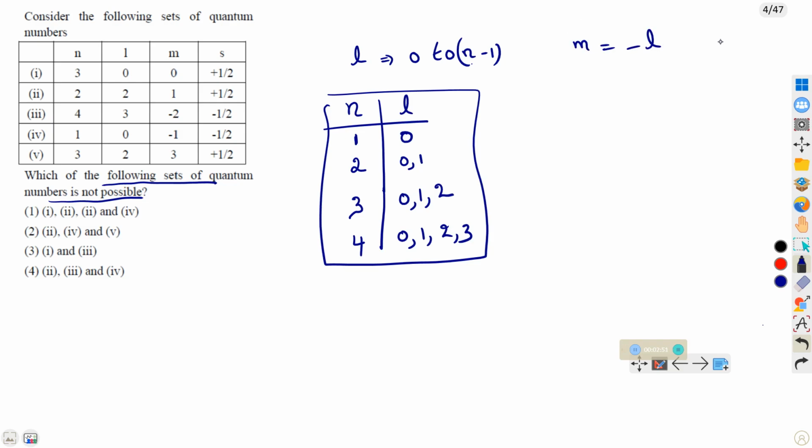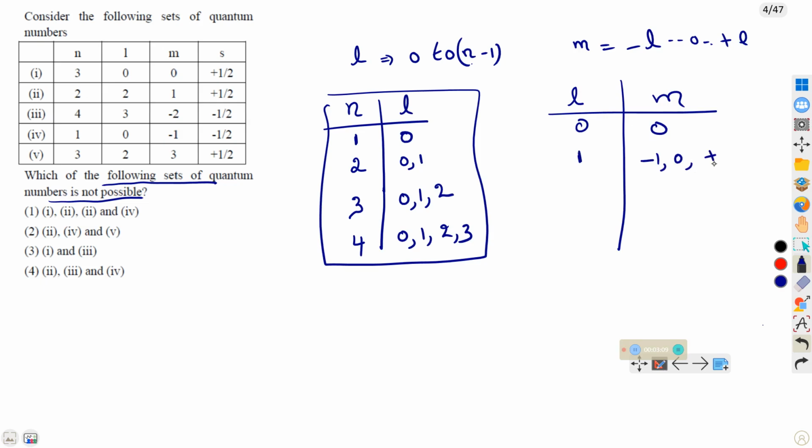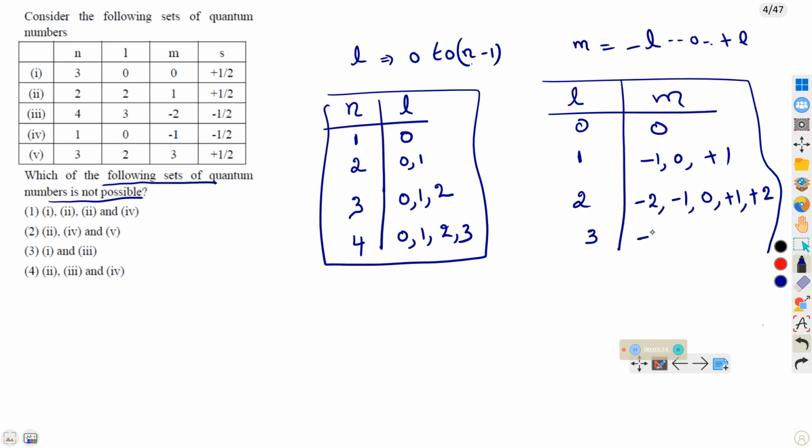M values are from minus L to plus L, including 0. Suppose L value 0, M value is also 0. L value is equal to 1, M value minus 1, 0, plus 1. L value 2, possible M values minus 2, minus 1, 0, plus 1, plus 2. Like this. L value 3, possible M values minus 3, minus 2, minus 1, 0, plus 1, plus 2, plus 3. Now check it.